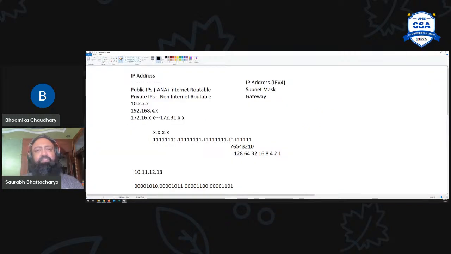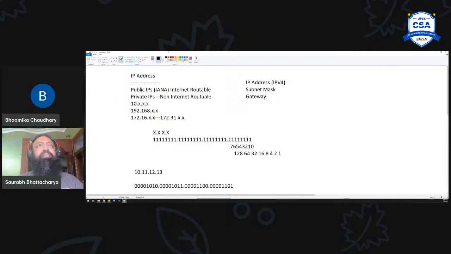The very first thing I want to start off with, and I'll be using Paint. This is one of my favorite tools for whiteboarding, and I'll be talking about a few things first, just to set up the context. So what happens is, folks, we talk about IP addresses, right? From the basics of networking, IP addresses are basically of two types. We call them public IPs or private IPs, right?